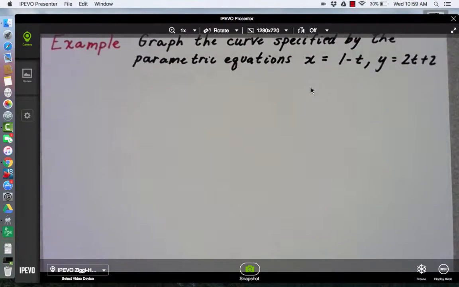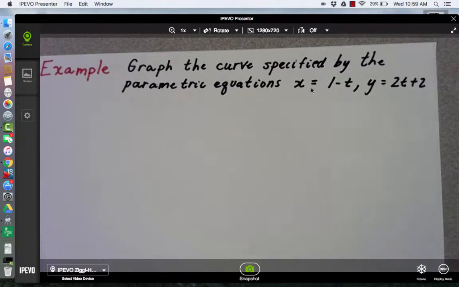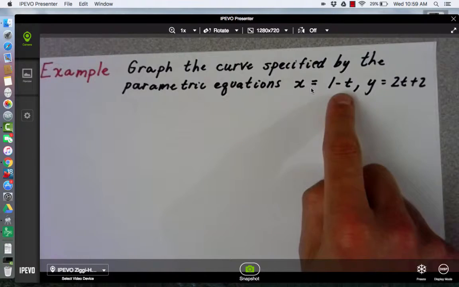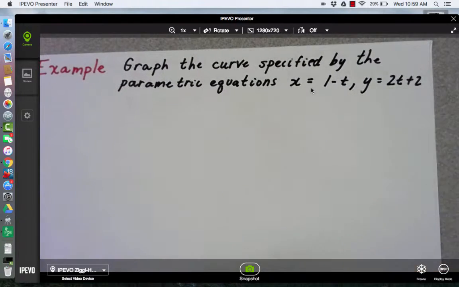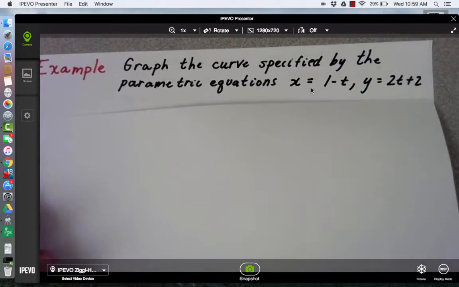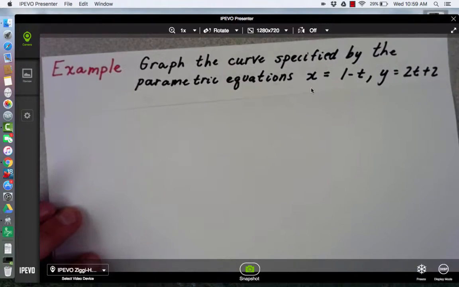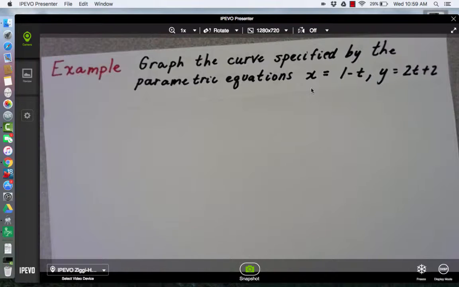We're going to graph the curve specified by the parametric equations x equals 1 minus t and y equals 2t plus 2. And we're going to do this two different ways. One way to do it is to create a table of values. I'm going to go ahead and do that.